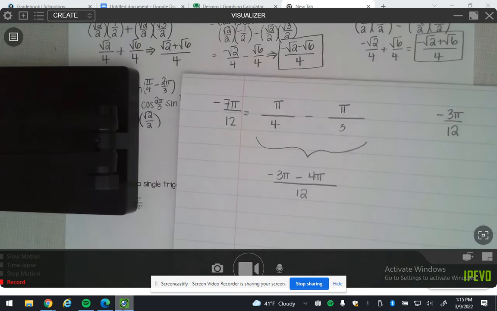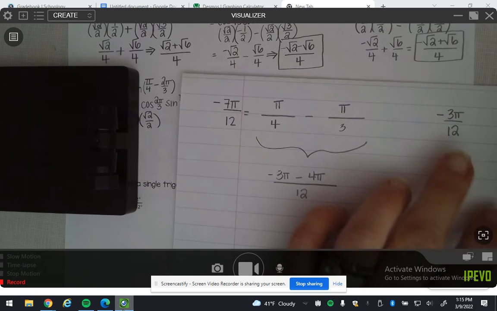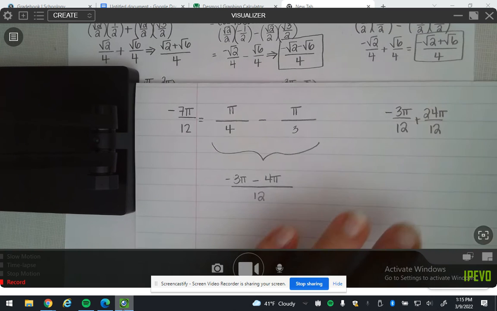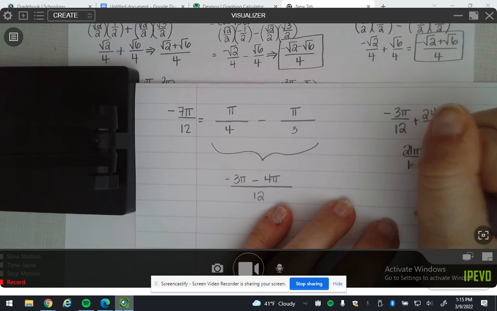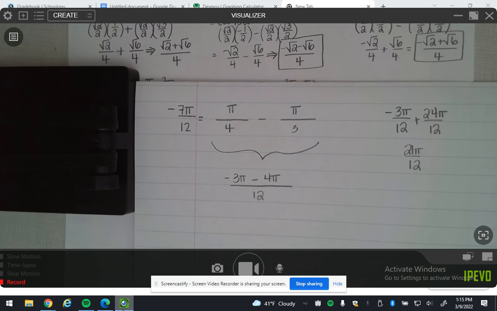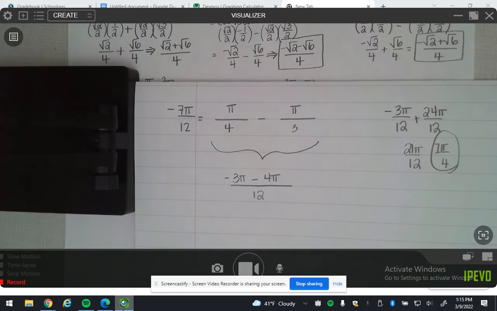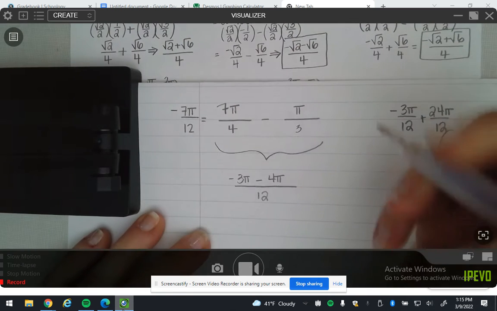How do I find a coterminal angle? You add 2 pi. So if I add 2 pi, this is 24 pi over 12, correct? So this becomes 21 pi over 12. What number goes into both of them? 3 goes into both, so it's 7 pi over 4. Is that an angle you know? Yeah. So this is 7 pi over 4 minus pi over 3.